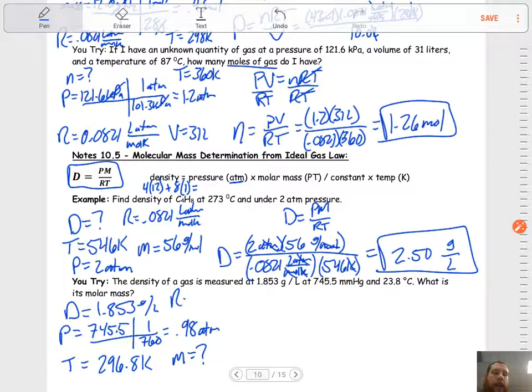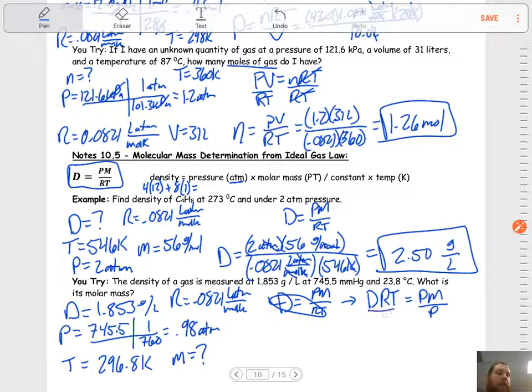We are looking for the molar mass. R again is our constant, 0.0821 L·atm over mol·K. Now, this one's a little bit more challenging to get our unknown by itself. So I've got D equals PM over RT. Well, I have to clear this fraction, so cross multiply. This times that, like over 1. So really what we get here is DRT equals PM. Now we can get M by itself. Divide by my pressure. Those cancel out. So I get molar mass equals DRT over P.